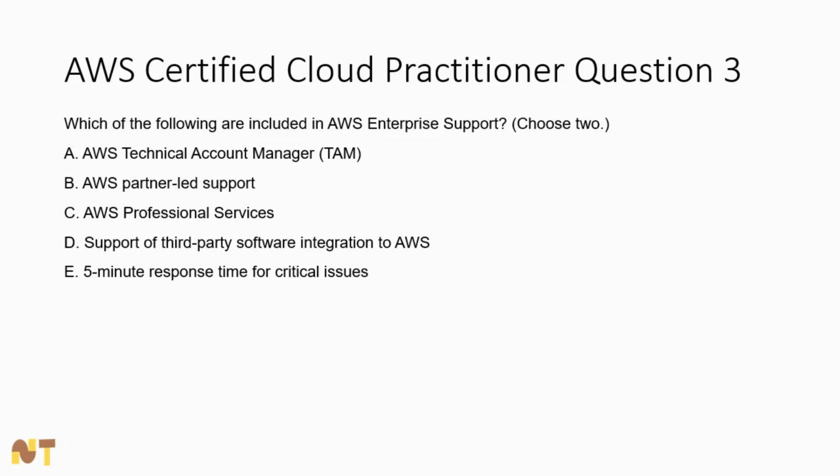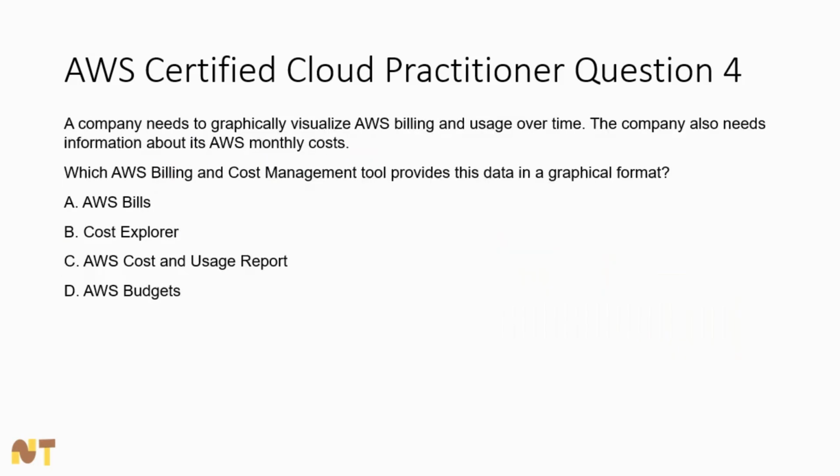Now, AWS Enterprise Support provides access to a dedicated technical account manager who acts as a single point of contact for the customer. This manager helps with operational and technical guidance, architectural reviews, and ongoing support to ensure customer success on AWS. And AWS Enterprise Support also includes support for integrating third-party software with AWS services. This support helps customers with troubleshooting, guidance, and best practices for integrating and optimizing their applications and software on the AWS platform. Hence, the correct answers are A and D. Other options are not included in the AWS Enterprise Support. Moving on to our next question.